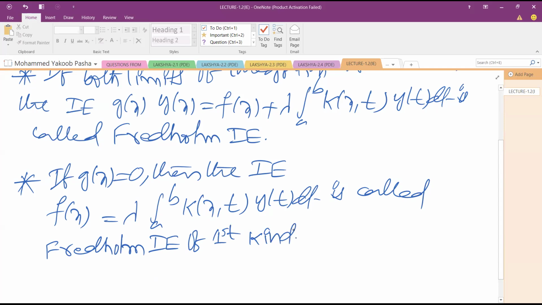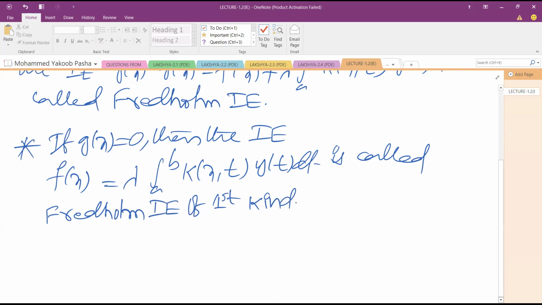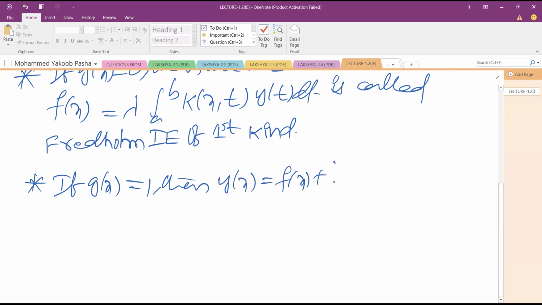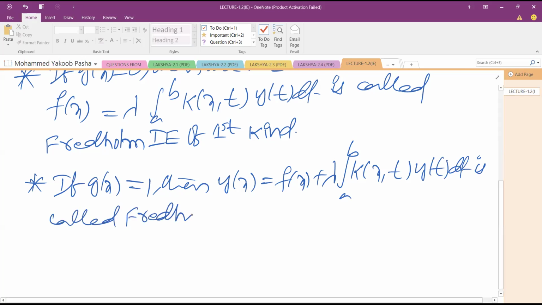Now this Fredholm integral equation is said to be of the second kind whenever g(x) is equal to 1. If g(x) is equal to 1, then the integral equation becomes y(x) = f(x) + lambda integral a to b of k(x, t) y(t) dt. This is called the Fredholm integral equation of second kind.